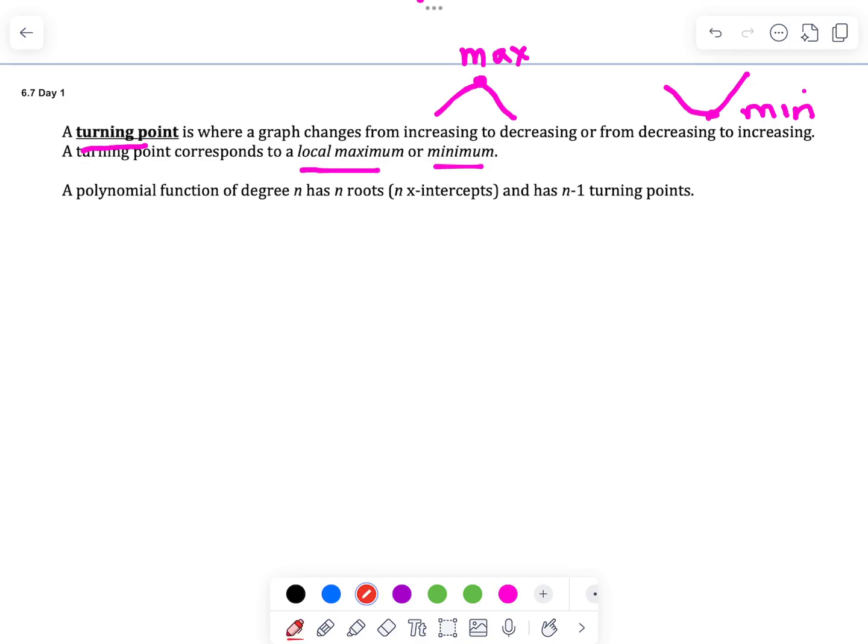We have an expression that we can use to determine how many turning points we have. So n represents the degree, and we substitute it into this expression n minus 1 to find out how many turning points there are.